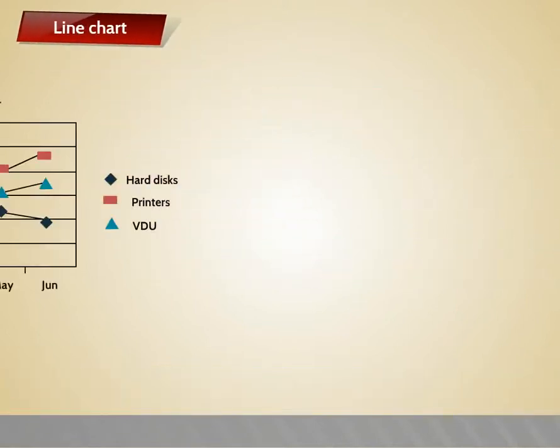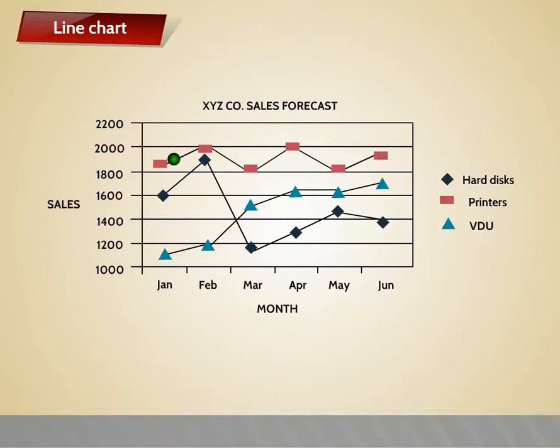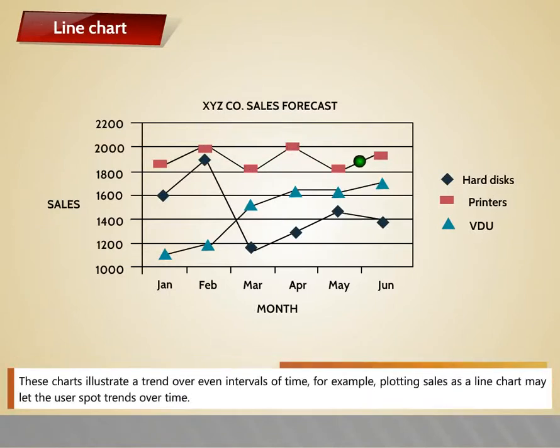Line chart. A line chart is frequently used to plot data that is continuous rather than discrete. These charts illustrate a trend over even intervals of time. For example, plotting sales as a line chart may let the user spot trends over time.